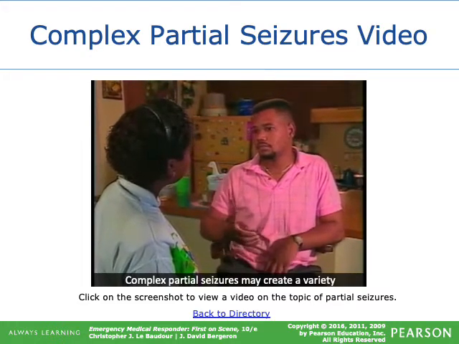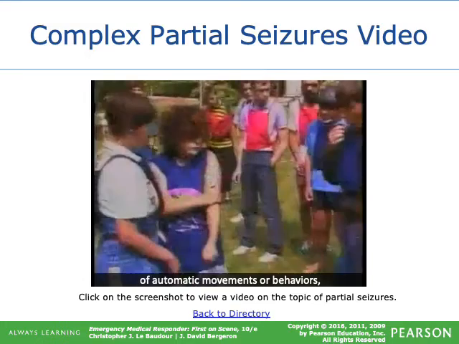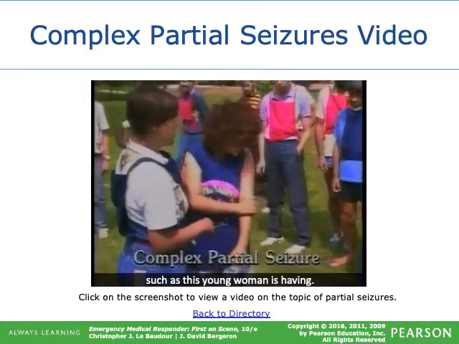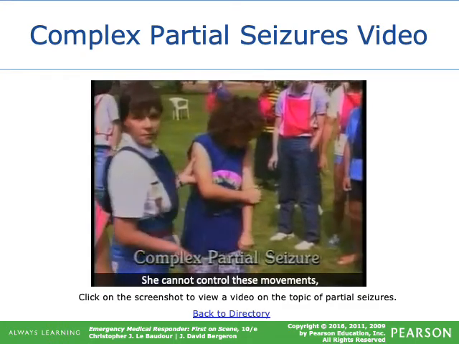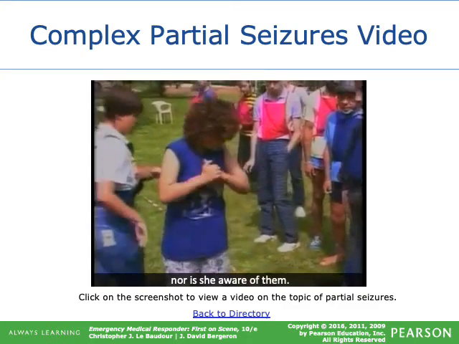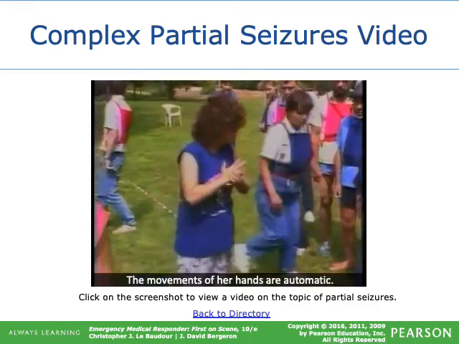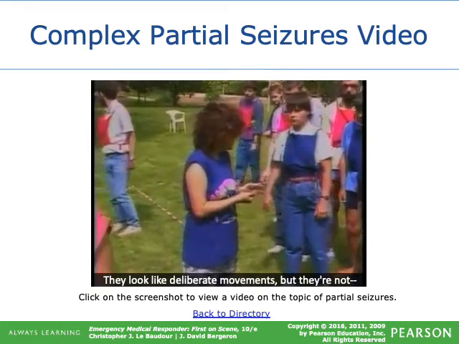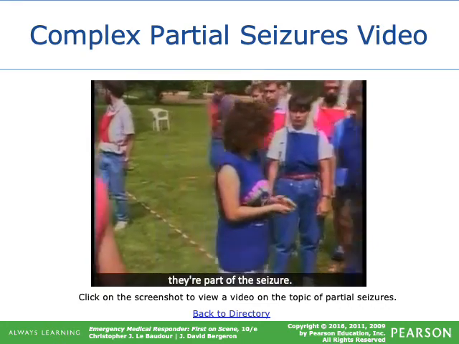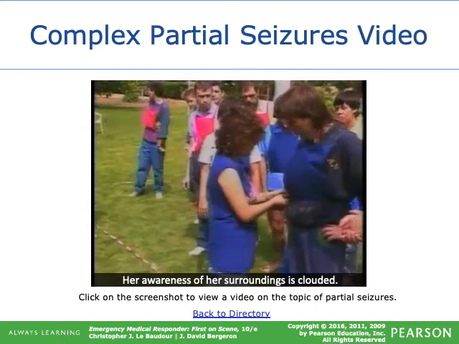Complex partial seizures may create a variety of automatic movements or behaviors, such as this young woman is having. She cannot control these movements, nor is she aware of them. The movements of her hands are automatic. They look like deliberate movements, but they're not. They're part of the seizure. Her awareness of her surroundings is clouded.